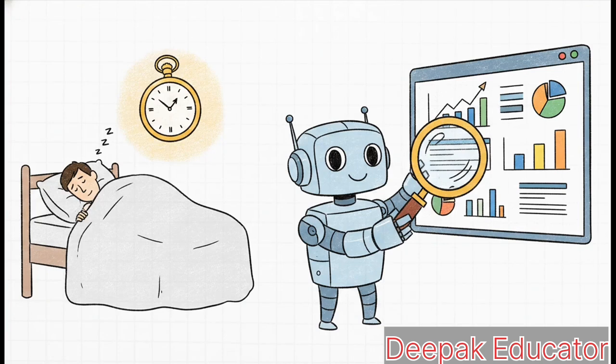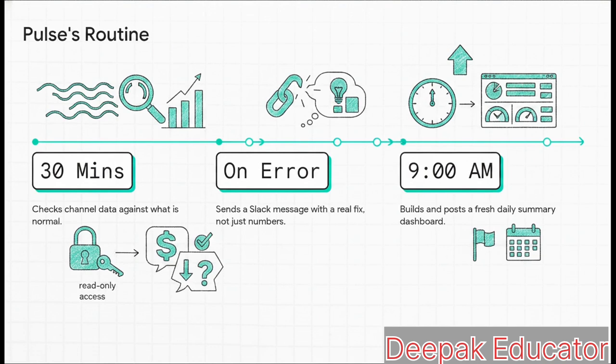Now, this specific agent isn't something you sell to clients. Rather, it's something you use to buy back your own time. Let's take a YouTube analytics dashboard as an example, though you could apply this to pretty much any data stream. Pulse just sits in the background, quietly keeping an eye on your entire operation while you sleep, making sure you never drop the ball. Let's look at Pulse's daily routine.